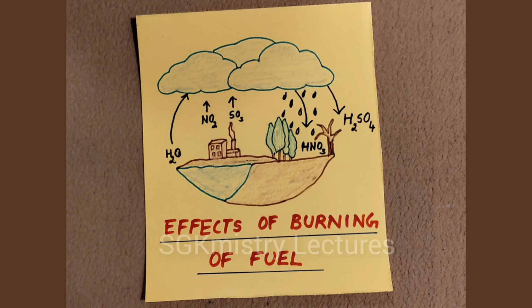So we know that because of acid rain, there is loss of vegetation, there is damage to monuments and many other bad effects. This acid rain is again due to the burning of fuels, which releases oxides of nitrogen and oxides of sulfur, which combine with water to give acids. So this is one more harmful effect of burning of fuel, which can be easily explained by means of this picture.